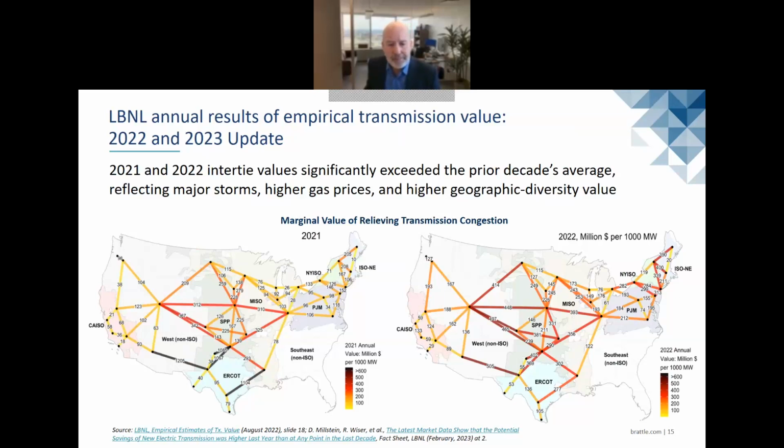LBNL's 2023 update allows us to compare individual years for 2021 and 2022. You can see that because of big weather events and things like that, the value of interregional transmission has been quite high. You see between SPP and MISO about $400 million a year per 1,000 megawatts, about $200 million a year between PJM and MISO. You see some big values between New England and New York. And in 2021, when you had winter storm Uri, you had very, very large values for interregional transmission in the Midwest, and ERCOT, of course, as it was affected by that winter storm.